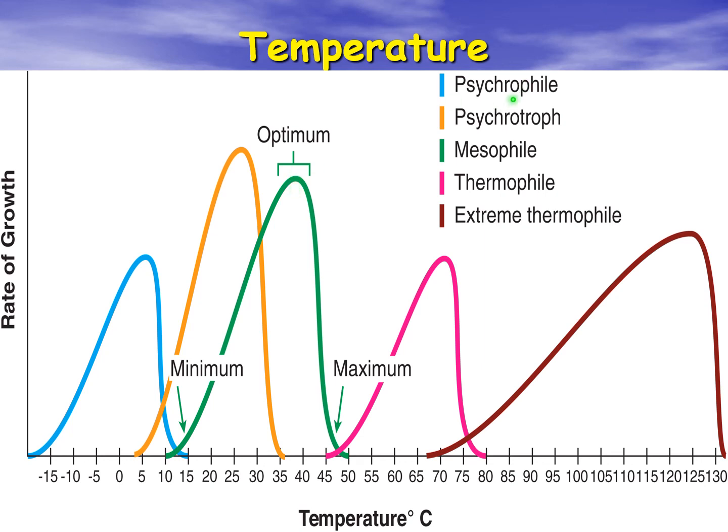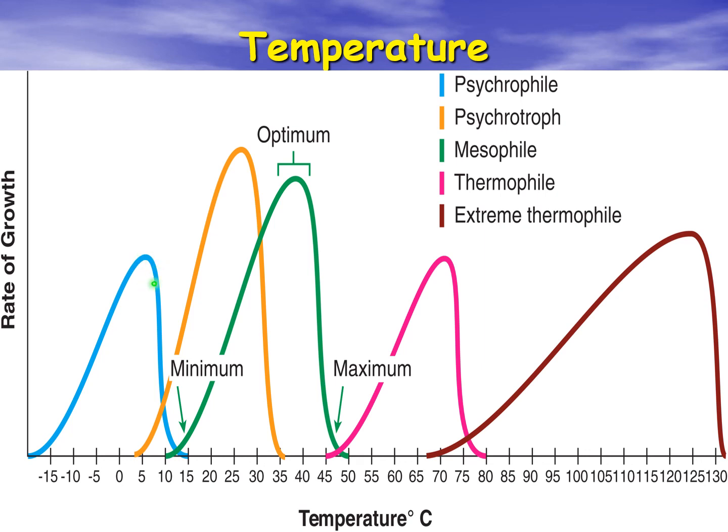Now, psychrophiles, and phile means to love, and so psychro referring to cold. The psychrophiles actually have the temperature range here from about minus 20 degrees Celsius to about 15 degrees Celsius, but their optimum growth temperature is at about 4 to 5 degrees Celsius. That's basically just above the freezing mark, and so basically refrigerator temperature.